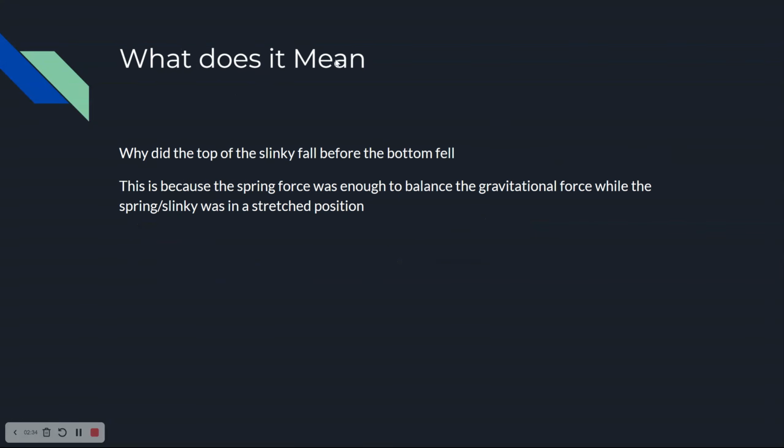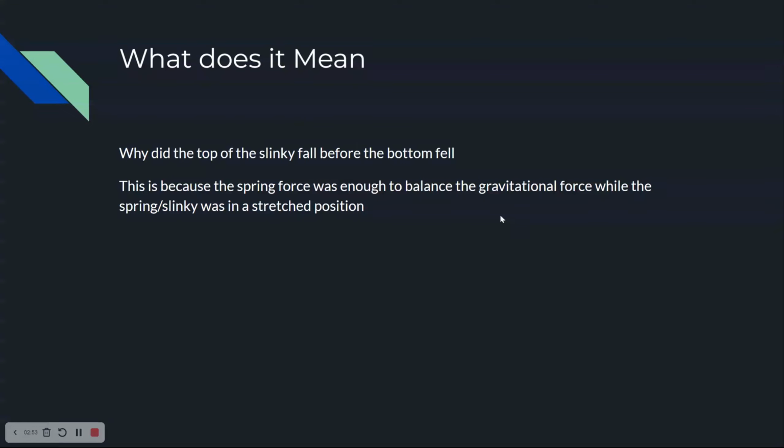So now we'll do a what-does-it-mean question, and that's going to be why did the top of the slinky fall before the bottom fell? This is something that's really not too complicated. It's just because the spring force that exists in the slinky, which is essentially a spring, was the appropriate amount to balance the gravitational force that existed while the spring or slinky was in a stretched position.